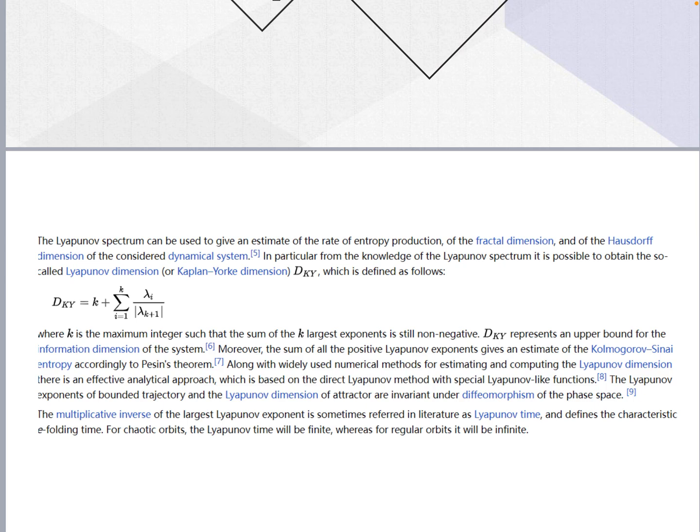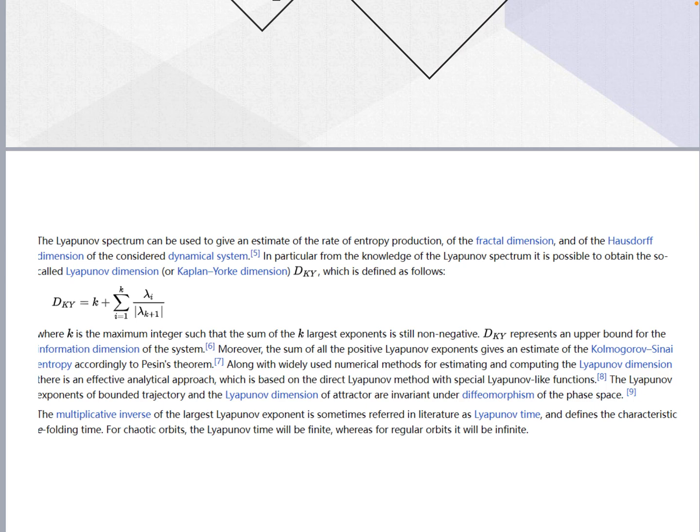Where k is the maximum integer such that the sum of the k largest exponents is still non-negative, d_KY represents an upper bound for the information dimension of the system. Moreover, the sum of all the positive Lyapunov exponents gives an estimate of this, according to Pesin's theorem.